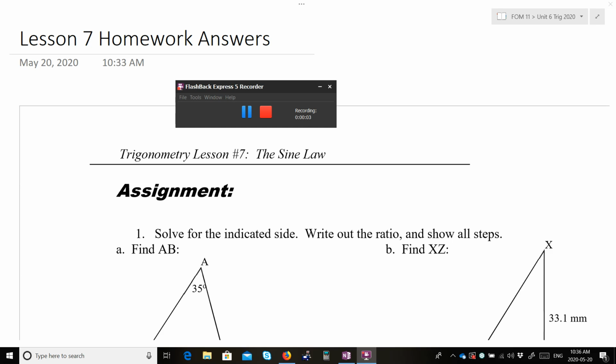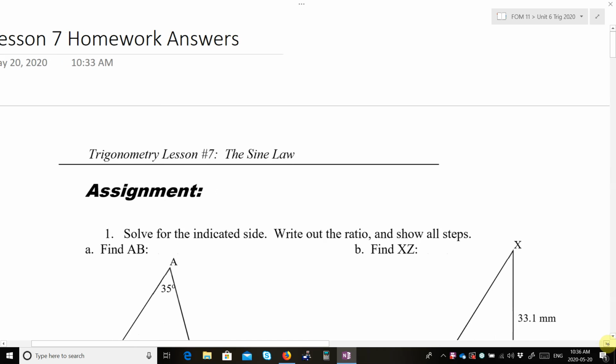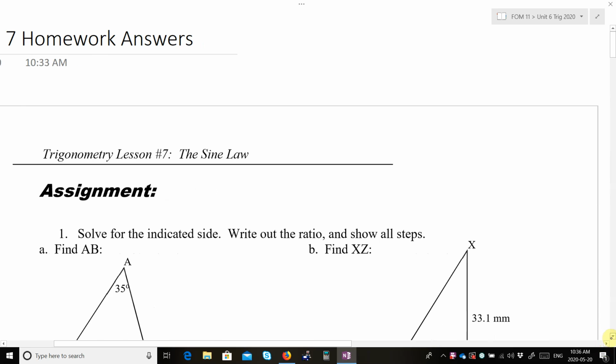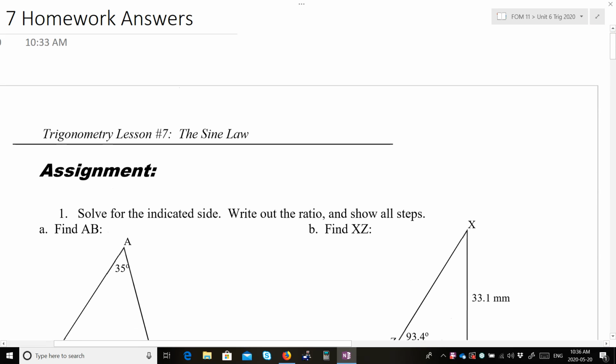Hi everybody, here is an answer key for the Lesson 7 homework, Trig Lesson 7 homework on the sine law. And remember, the sine law is used when we don't have a 90-degree triangle.